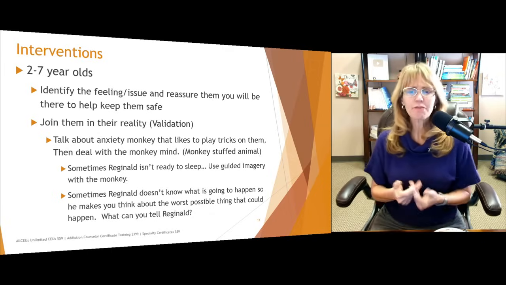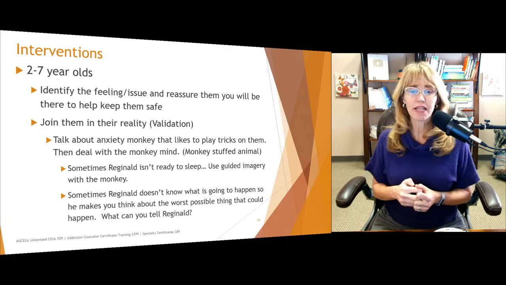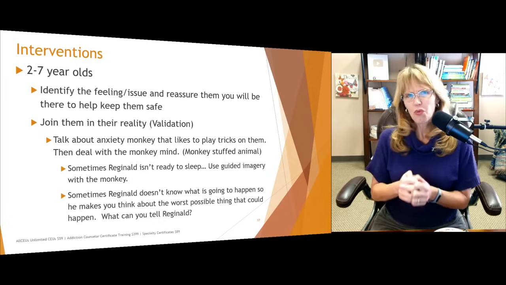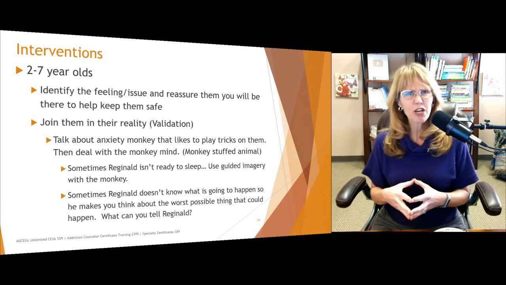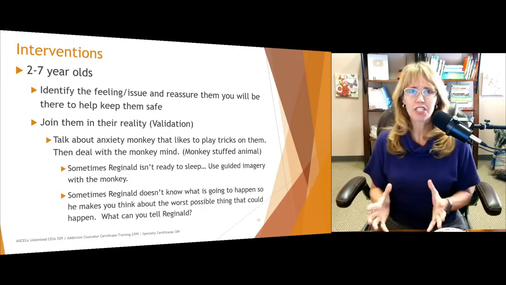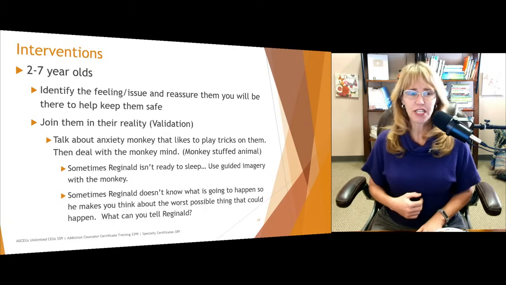Or you can say, sometimes Reginald doesn't know what's going to happen, so he makes you think about the worst possible things that could happen. When that happens, what can you tell Reginald to help him feel safe? So this is empowering the child to start developing self-soothing scripts.